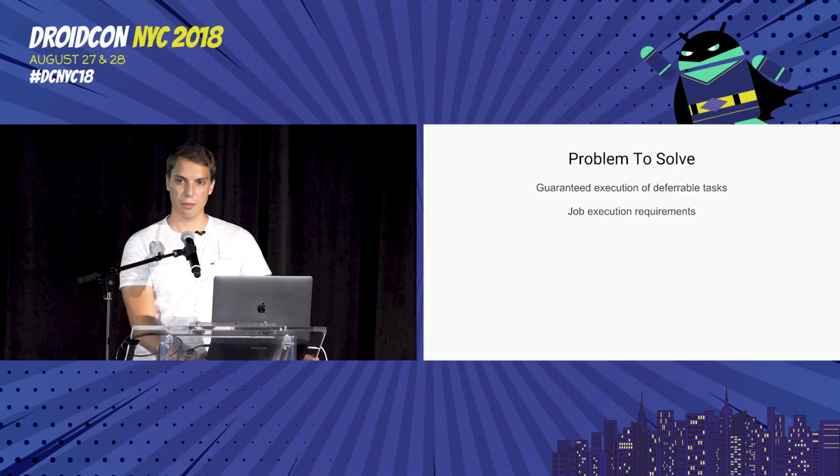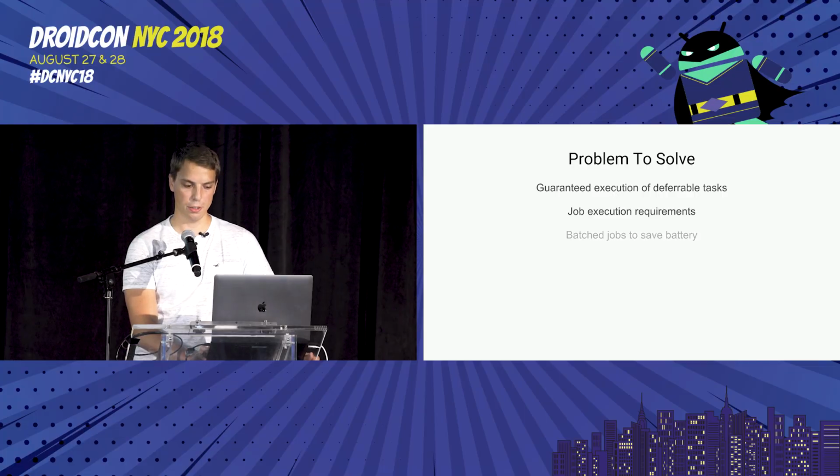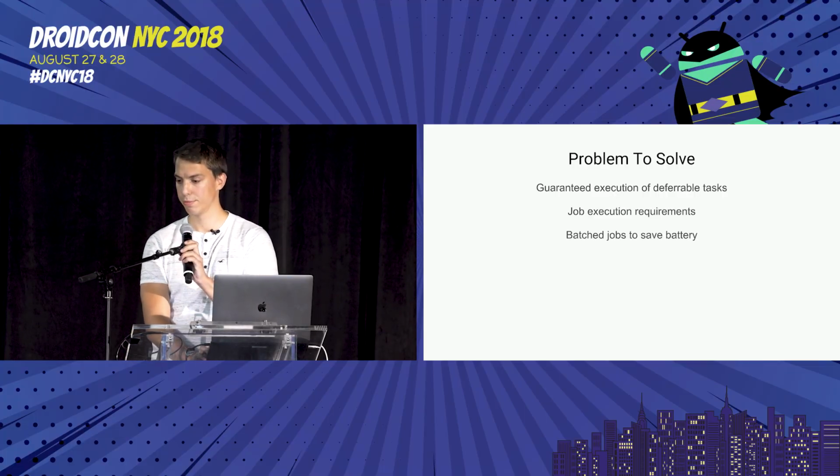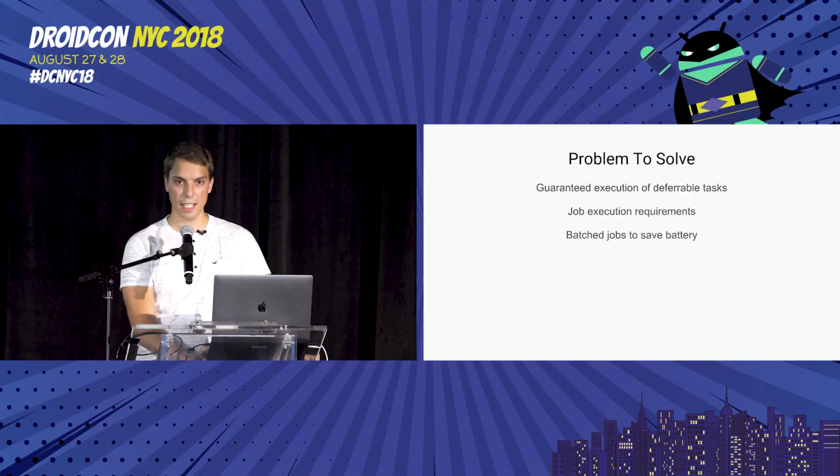Then you can have multiple requirements, like you want to set a specific network type, or the device must be charging, and those kinds of things. And then, like I said, the system should try to batch these jobs to optimize for the whole device health and not just for your app instance health.